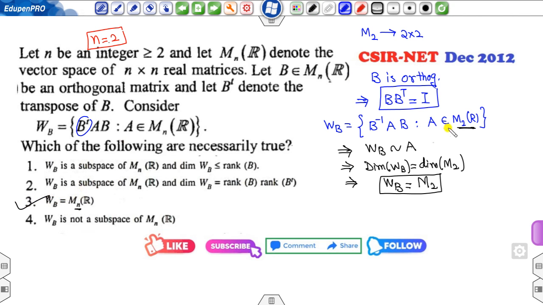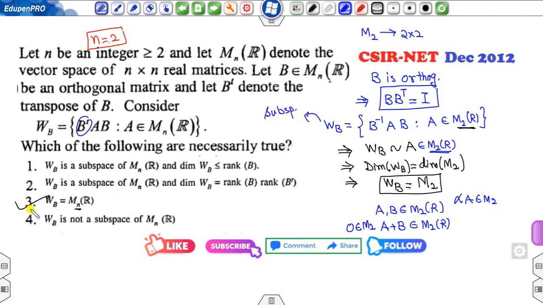Now, whether it's a subspace or not. Clearly, W_B is the element of A. If I consider two elements A and B of M2, then definitely A plus B is also an element of M2. Fine. 0 also belongs to M2 and alpha of A also belongs to M2. So yes, this is my subspace. So the fourth option is cancelled. Now look at that. What is the dimension of W_B? The dimension of W_B is the same as that of M2. So that means the dimension is 4.